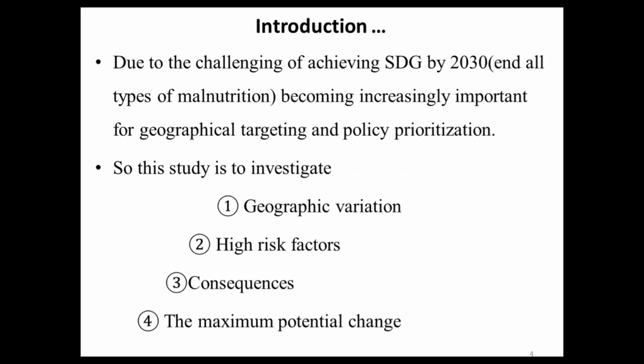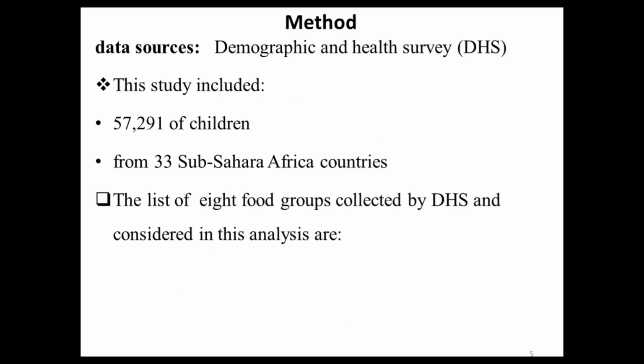Given the challenge of achieving the Sustainable Development Goal of ending all types of malnutrition by 2030, identifying geographical locations and factors for policy prioritization is becoming increasingly important. So this study investigates geographical variations, high-risk factors, consequences, and the maximum potential of changes. I will discuss the methods next.